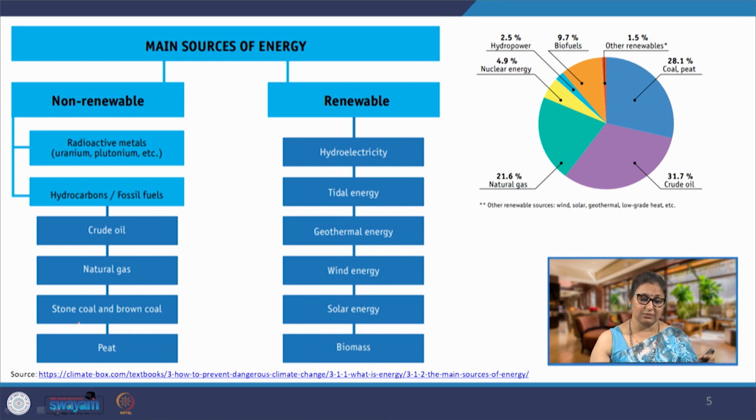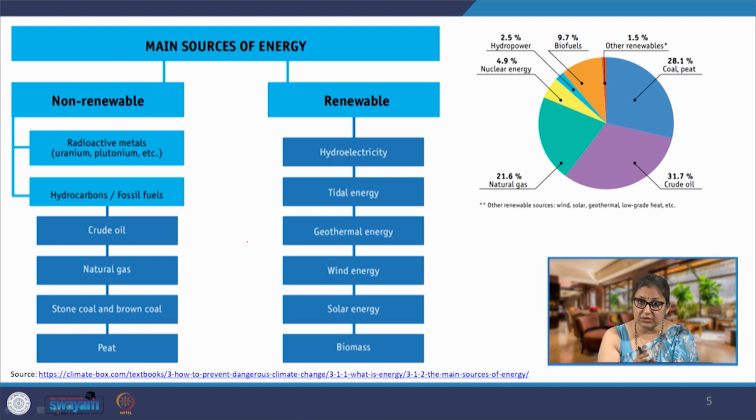Now, when we saw the share of different subsectors in GHG emissions, we saw that the renewable sources of energy, the electricity produced using them, does not feature in there. It does not contribute to GHG emissions, and that is what we are going to see. But before that, let us look at the main sources of energy.